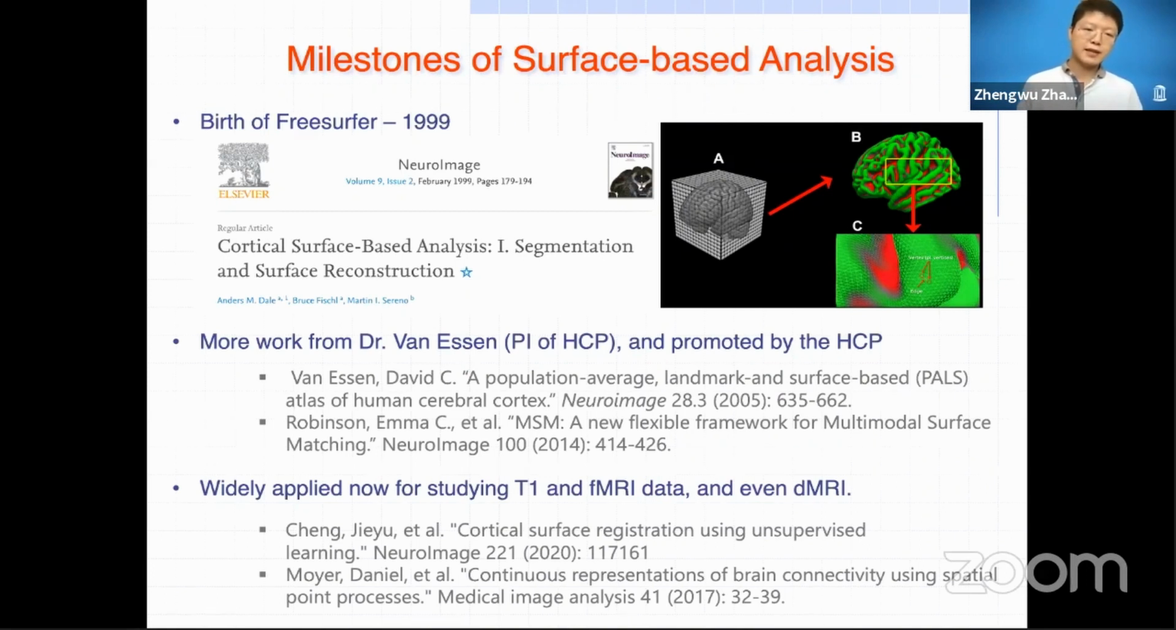For example, Dr. Van Essen, the PI of the Human Connectome Project, published a few papers in 2005 and so on to follow up with the surface-based analysis, and this surface-based analysis is also promoted by the Human Connectome Project. And then even recently, from the group of Paul Thompson and I think Bruce Fischl, who moved to UC San Diego, his group also published alignment methods for analyzing data on the surface. So this is continuing and ongoing research on the surface.